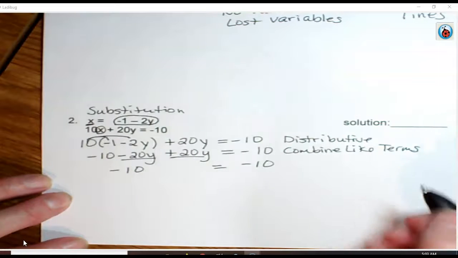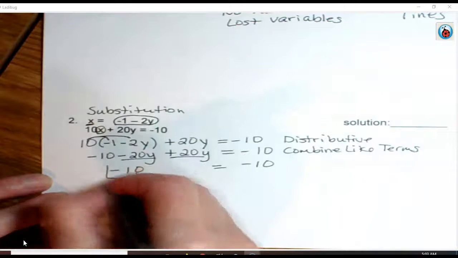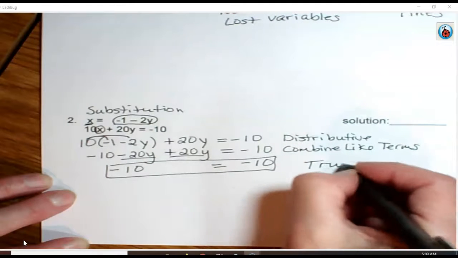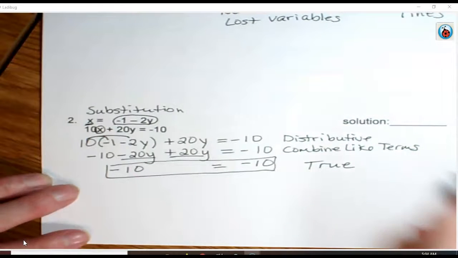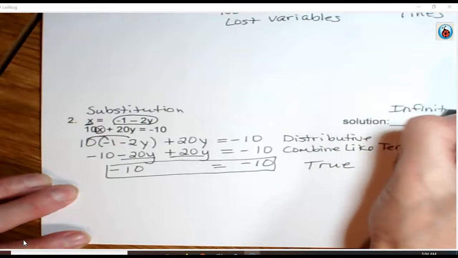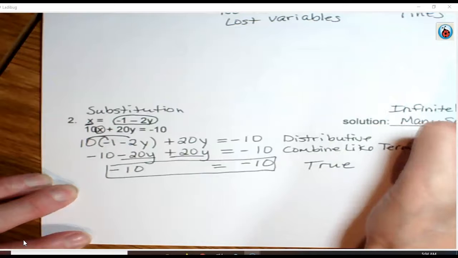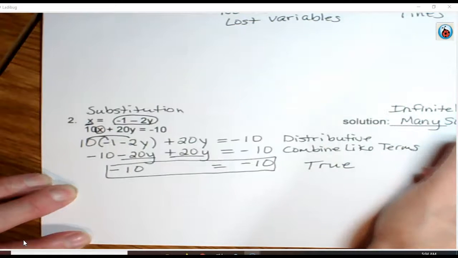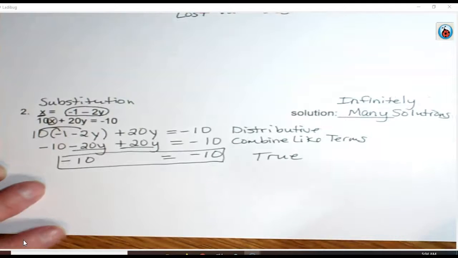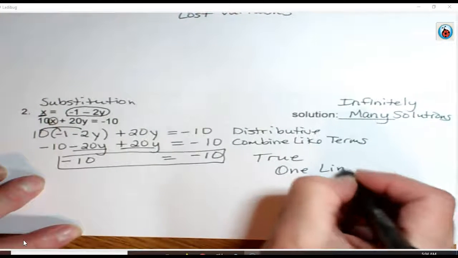Okay, so no variables. I lost my variables. So if I take a look, this mathematical statement is true. This is a true statement. That means my answer is infinitely many solutions. That means if I graphed it, they would have the same slope and the same y-intercept. This would be one line.